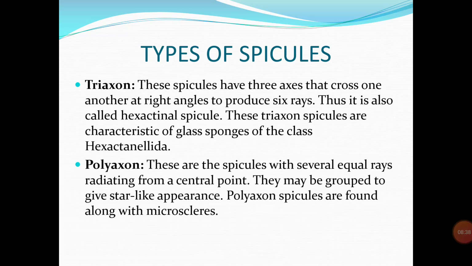Triaxon. These spicules have three axes that cross one another at right angles to produce six rays. Thus, it is also called hexactine spicules, and these triaxon spicules are characteristic of sponges of class Hexactinellida. Polyaxon. These are spicules with several equal rays radiating from a central point. They may be grouped to give a star-like appearance.